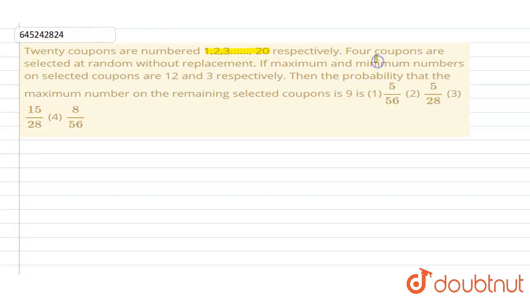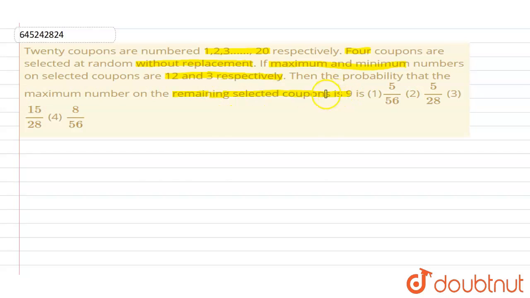20 coupons are numbered 1 to 20 respectively. 4 coupons are selected at random without replacement. This is important, they are selected without replacement. If maximum and minimum numbers on selected coupons are 12 and 3 respectively, then we need to find the probability that maximum number on the remaining selected coupons is 9.